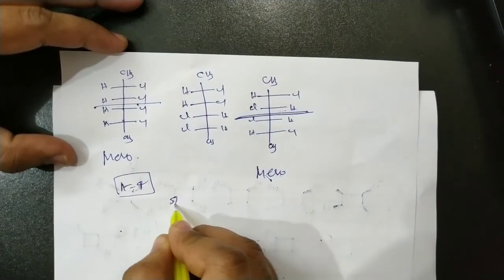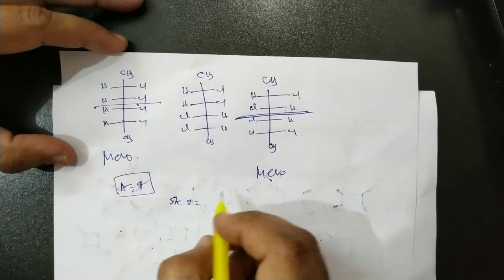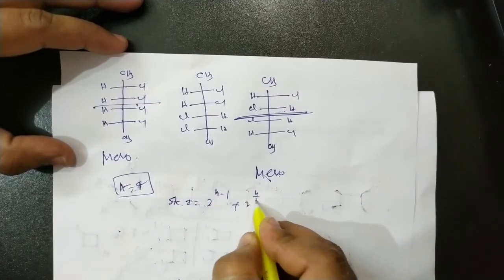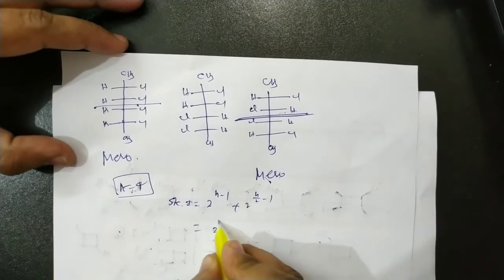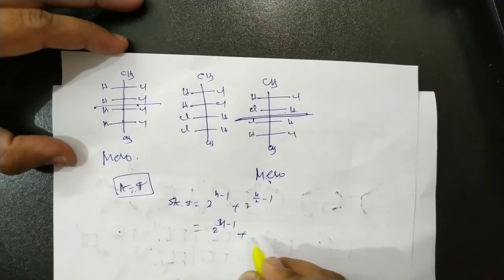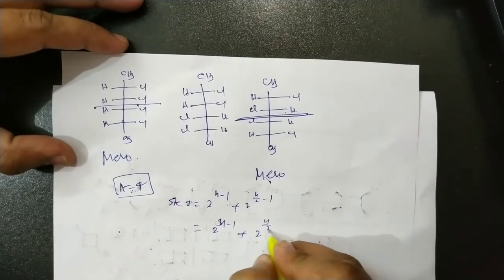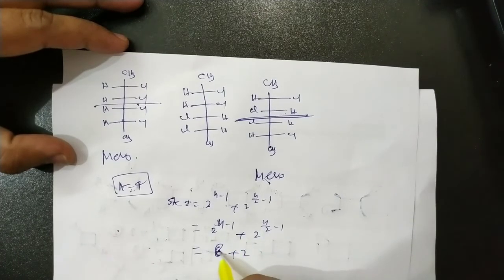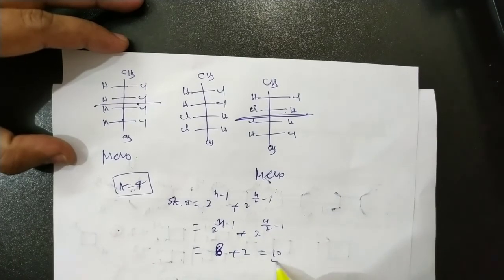So totally 4 chiral carbons for this compound, and this molecule is symmetrical. So here we can use the number of stereoisomers formula, equals 2 power of n minus 1 plus 2 power of n by 2 minus 1, that equals 2 power of 4 minus 1 plus 2 power of 4 by 2 minus 1, that equals here 2 power of 3, 8 isomers, plus 2, that total equals 10.